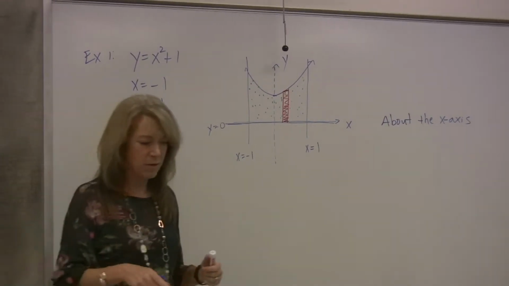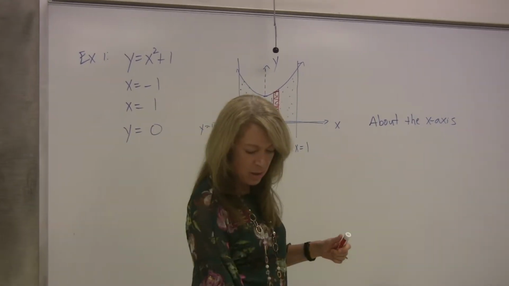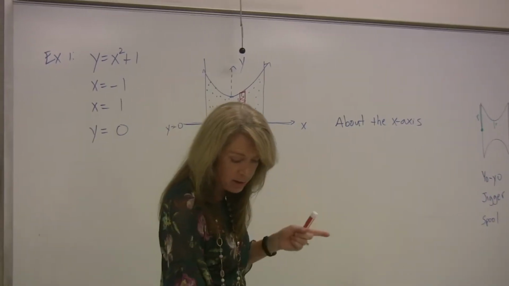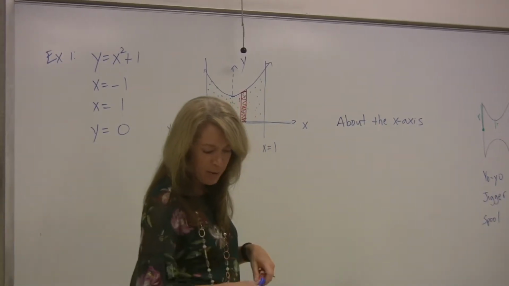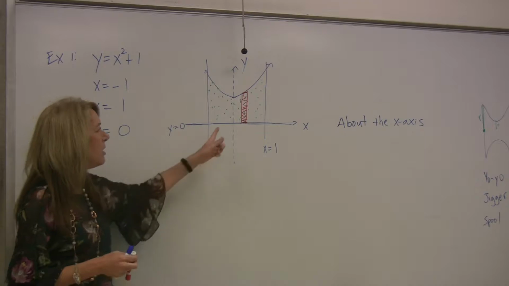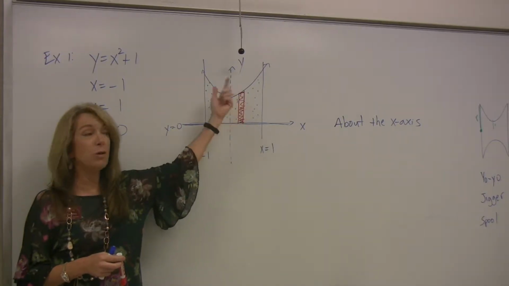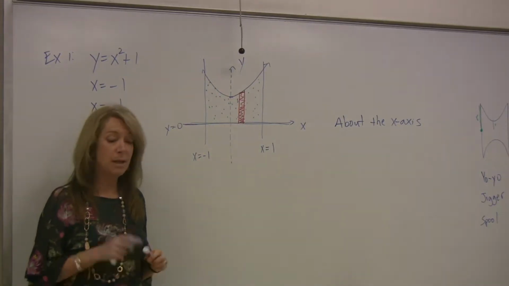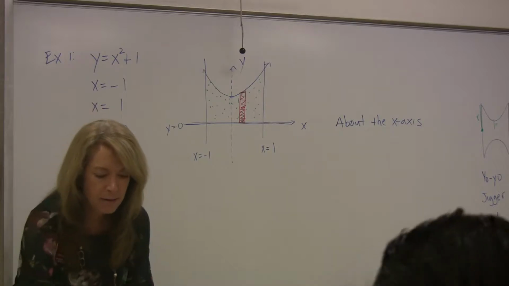Let's go back to the direction. The direction says sketch it, draw the rectangle, there it is, and find the volume of the solid by rotating. So imagine that I take this rectangle and rotate that out and around. I have a visual for that.